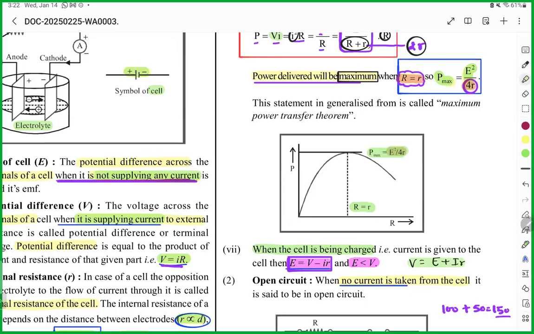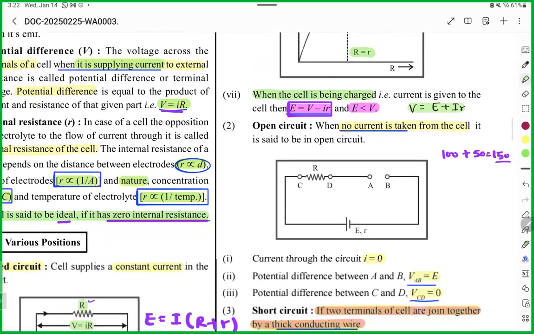If your battery is not charged, then capital E will be equal to V plus I small r. But if you are charging, you are adding more potential difference, more force. Open circuit means no current. If you don't have any current, your potential will be equal to your EMF. Correct? Potential across AB will be equal to your EMF. Potential across your CD is zero. Why? Current is zero.